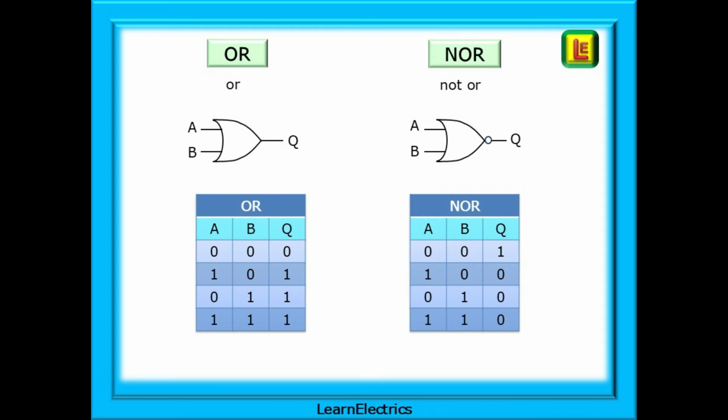ORs and NORs now. 2 inputs and just 1 output again. With an OR gate, if any or both inputs are 1, the output will be 1. The NOR gate or not OR gate is the opposite to OR. If either or both inputs are at a 1 level, then the output is at 0. Otherwise, it is a 1.